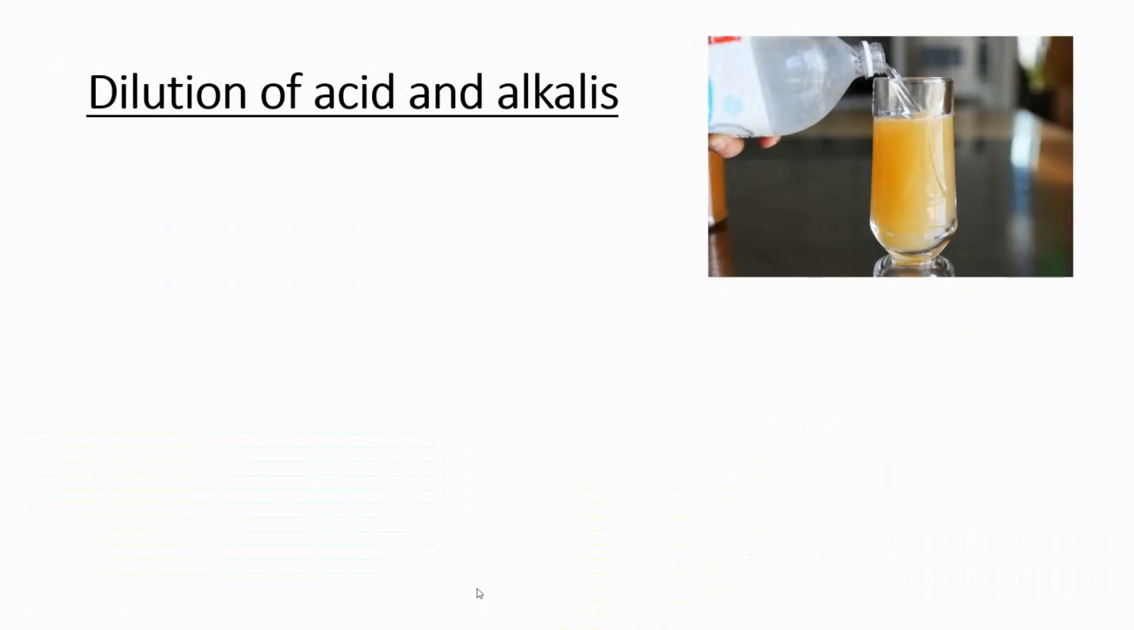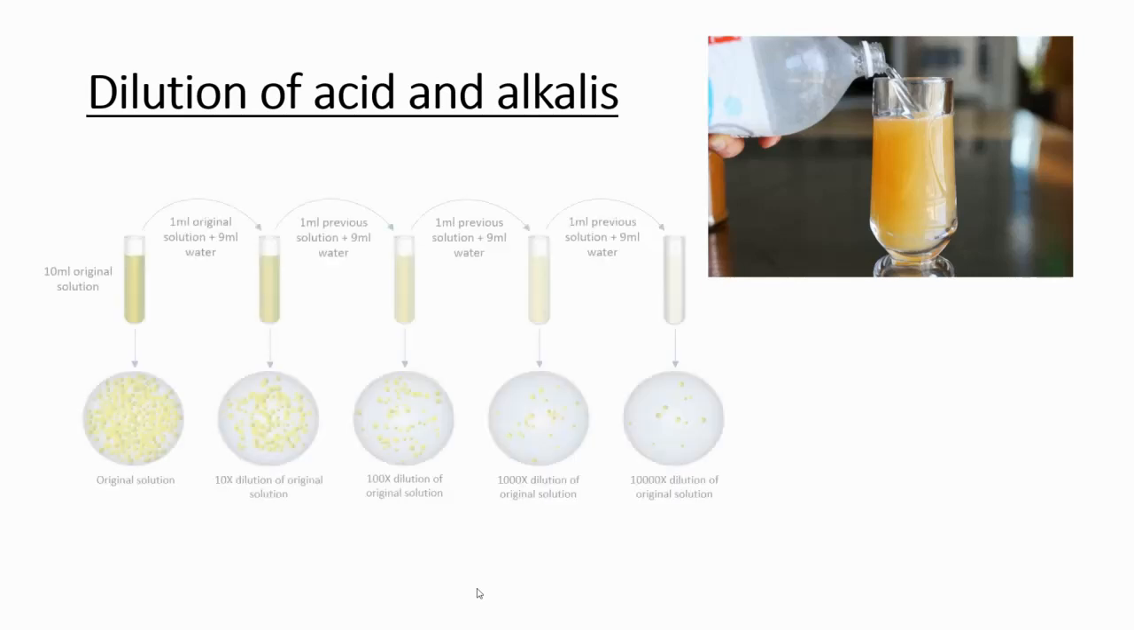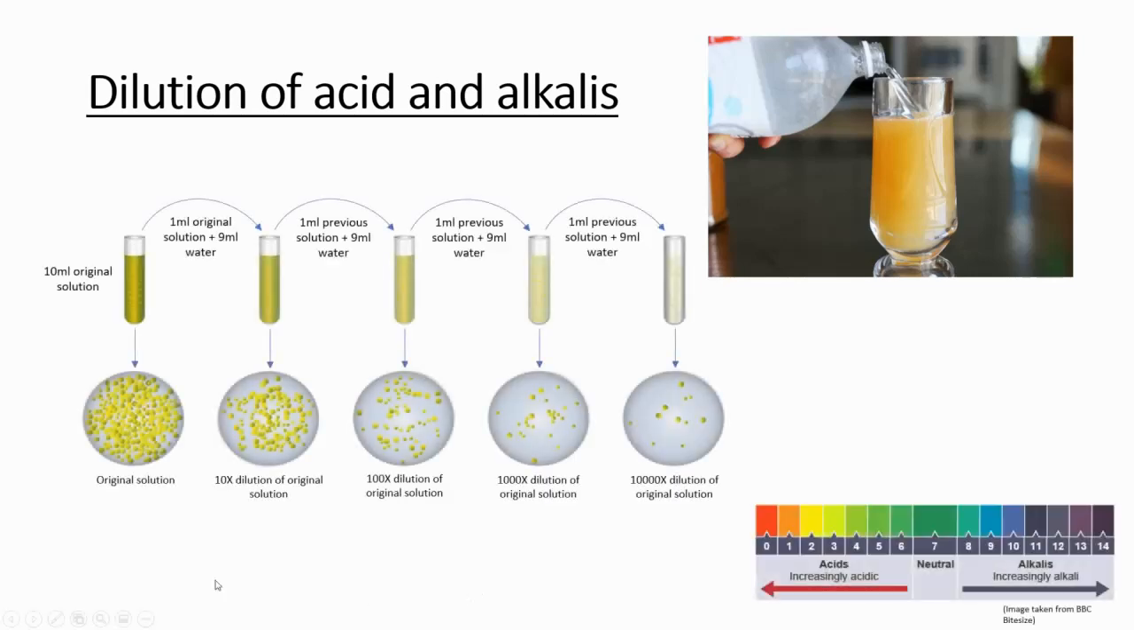So what happens when you dilute an acid and an alkali with water? In a similar way to when you've got orange juice at home and you add water to it, you dilute the orange juice down. We can do the same with acids and alkalis. So imagine we've got an acid here with a pH of 2. The yellow dots here are going to represent the hydrogen ions in that acid.